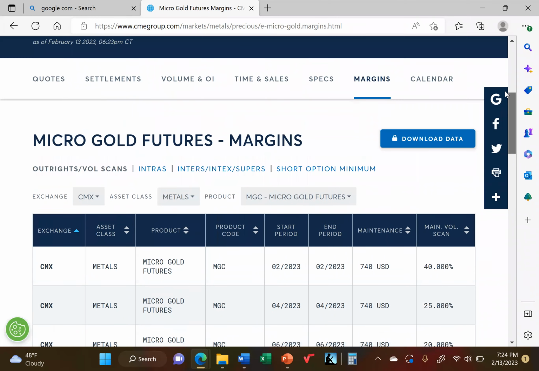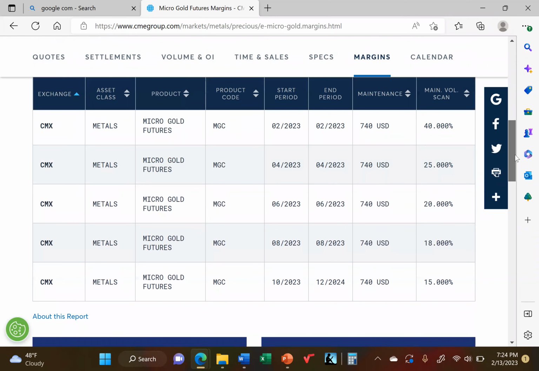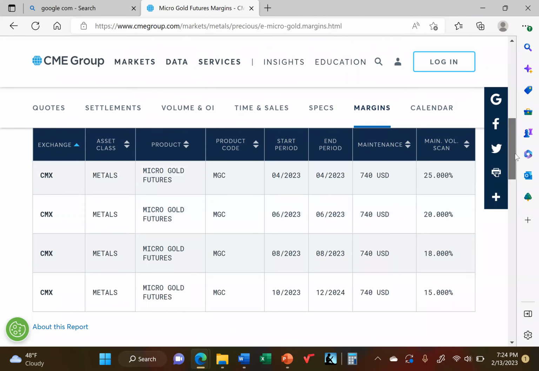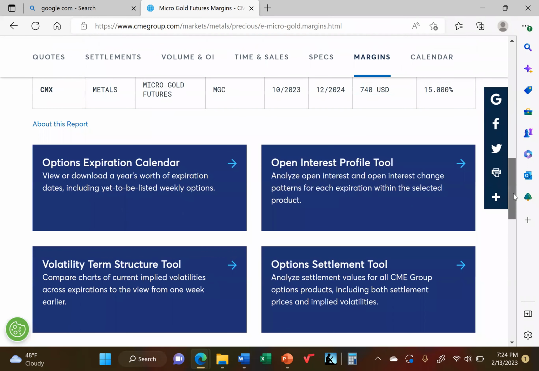So yes, this is a fairly recent development, these micro contracts, because they're trying to attract smaller investors. Imagine you're a small jewelry manufacturer, and you don't buy a lot of gold, not 100 ounces at a time. Instead, you only need 10. So you can turn to this micro futures contract and hedge your risk just like everybody else. So that's kind of nice to know that they're looking after the little guy.